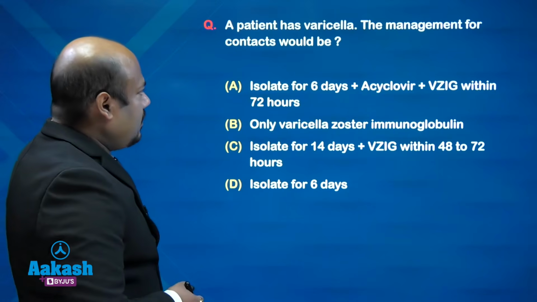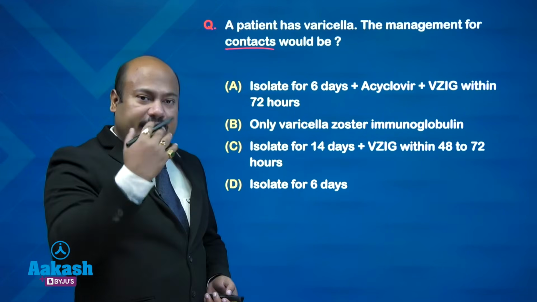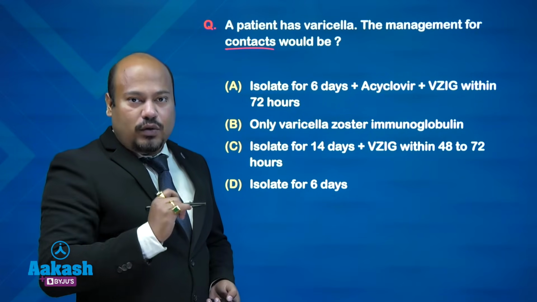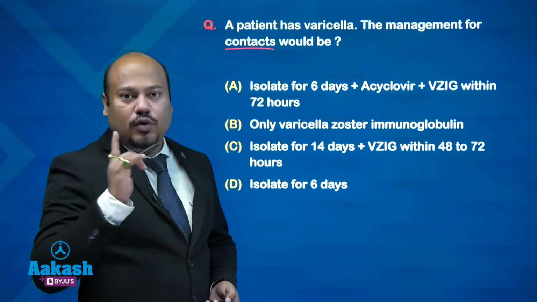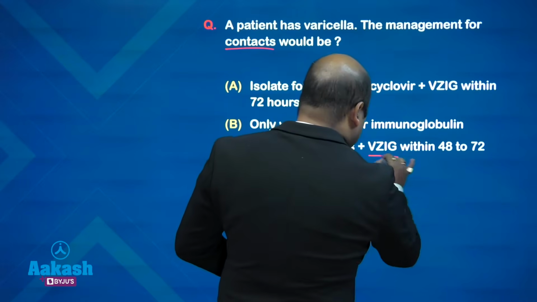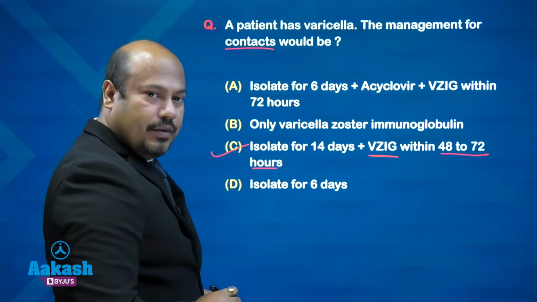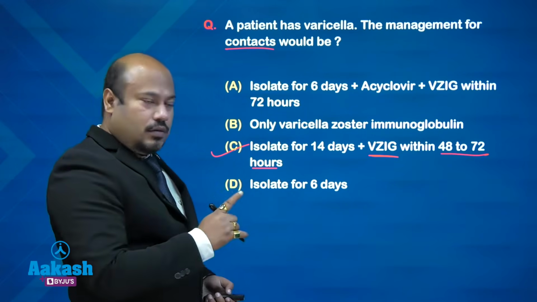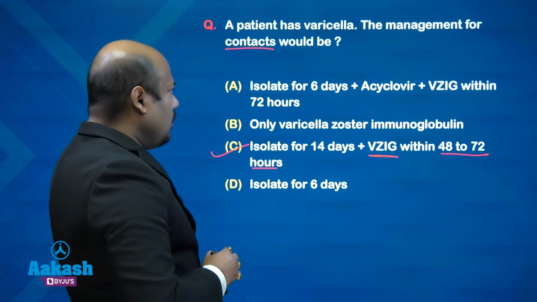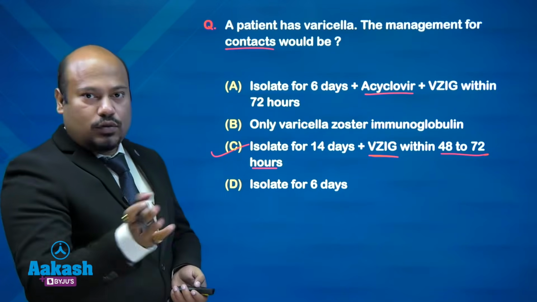A patient has varicella, the management for contacts, not the case. If you are given the case in the exam, you have to go for acyclovir, an antiviral drug. But for contacts, what do we do? Contacts, we have to go for isolation and the immunoglobulin. So here the answer will be isolate for 2 weeks plus varicella zoster immunoglobulin within 48 to 72 hours. This is the answer. Acyclovir is given for the cases, not contacts. Please note this down.